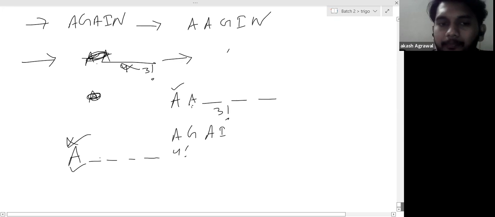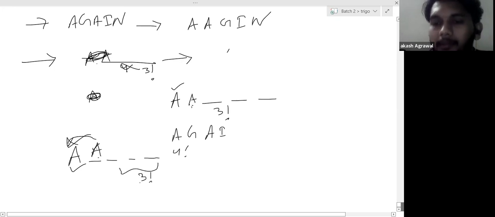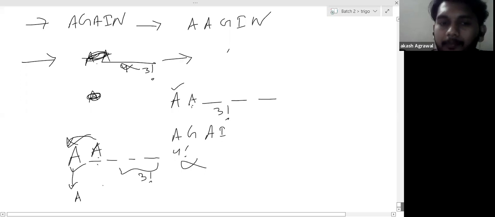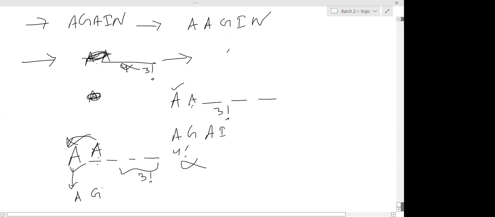This is fixed, right? So next letter, what do we want? G. But what will come? A. So how many words will be there with A? We will check this. 3 factorial. All right. So these are letters we don't want. Now this A is fixed. We'll change the second letter. Which letter will come? G. This we want, so we'll move ahead.